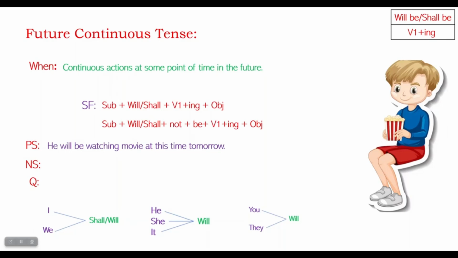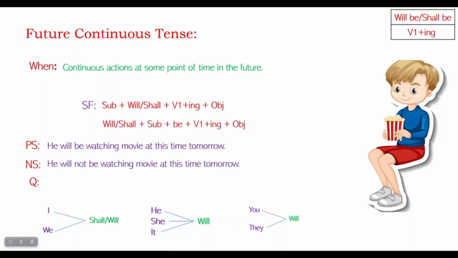Next, negative sentence formation. Subject plus will or shall plus not plus be plus verb inform plus object. Next sentence: he will not be watching movie at this time tomorrow. Question formation: will or shall plus subject plus be plus verb inform plus object. Question: will he be watching movie at this time tomorrow? We use shall or will. For he, she, it, we use will. For you, they, we use will.